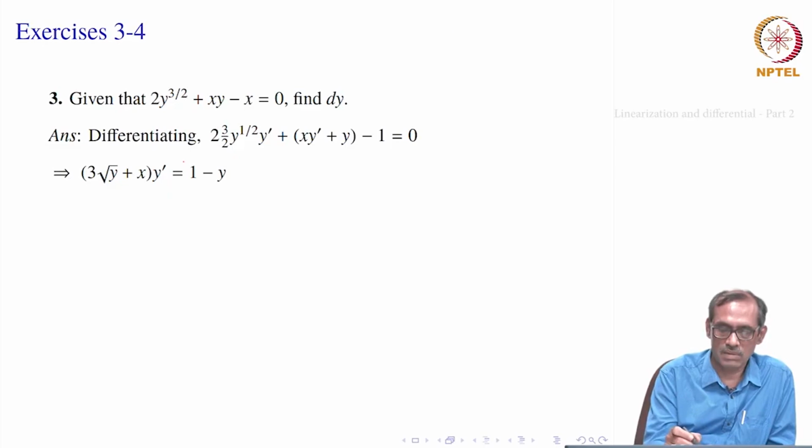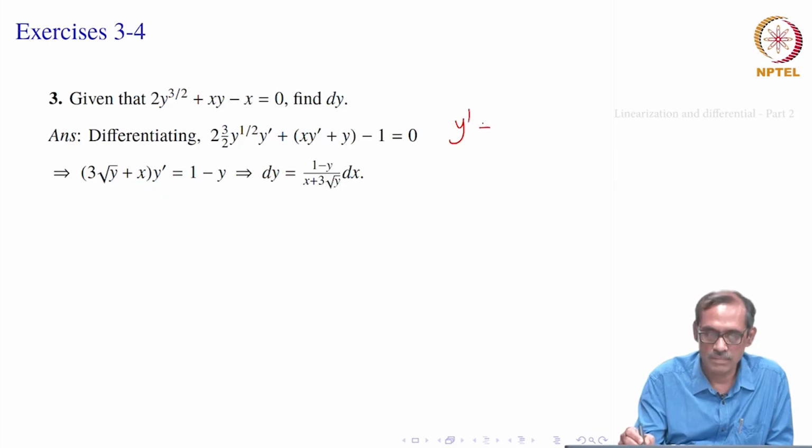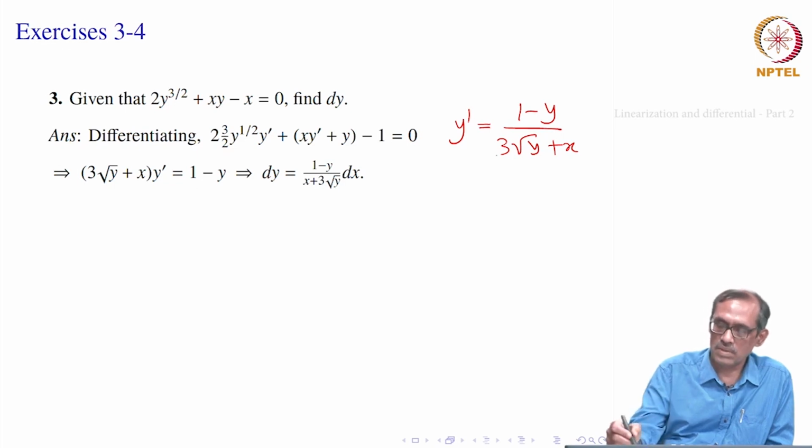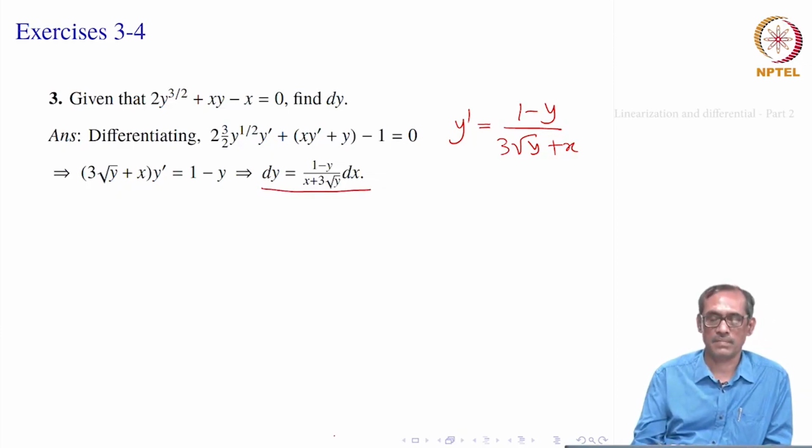By solving this, we should get our y prime. Fine. So, that gives 3 square root of y into y prime plus x y prime equal to 1 minus y, or that gives y prime equal to 1 minus y divided by 3 root y plus x. And then at any arbitrary point x, its differential will be equal to this times dx. That is what it is, dy equal to this expression times dx. That is really the differential.